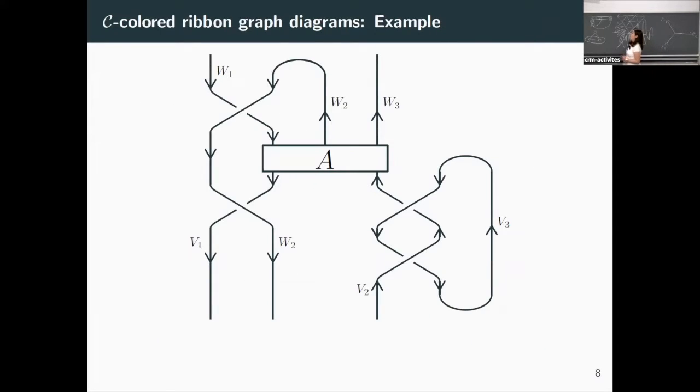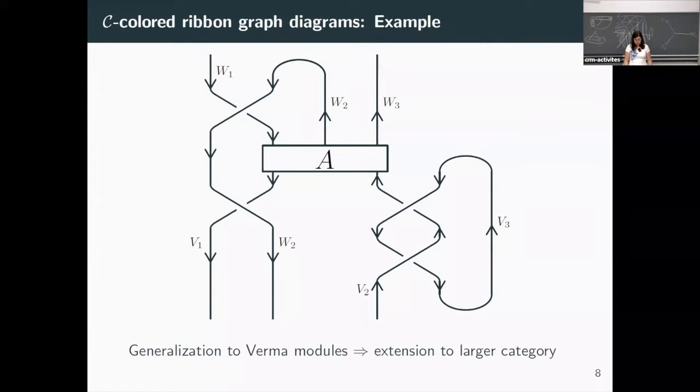And then an example of such a diagram in total will be as follows. So here we see everything. We see braidings and cups and caps. It's just an example of what one can do with this.